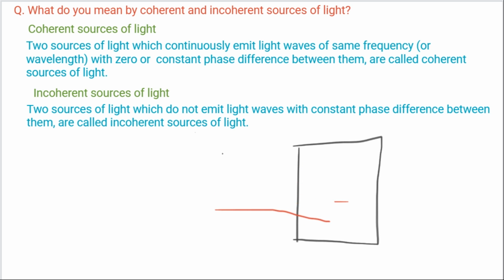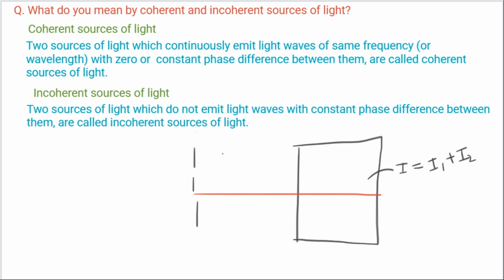In such a case, the intensity will be the resultant of the intensity of the light coming from your slit S1 plus the light coming from your slit S2. So in such a case, you won't observe any interference pattern, and there is no point in doing this whole experiment. So this experiment, Young's double slit experiment, is only possible if you have coherent sources of light.